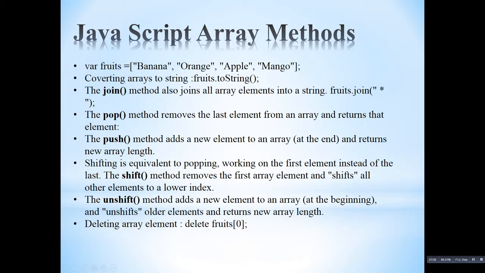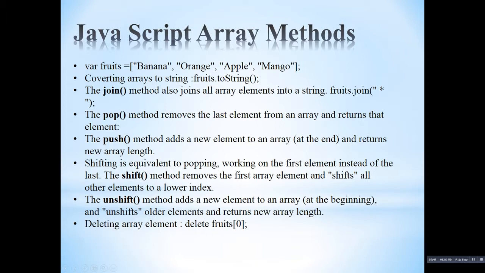And there are join, pop, push, shift, and unshift methods also present. The join method joins all array elements into a string. fruits.join will join all the elements and return a string. The pop method removes an element from the last. The push method pushes an element at the end and returns the new array length.